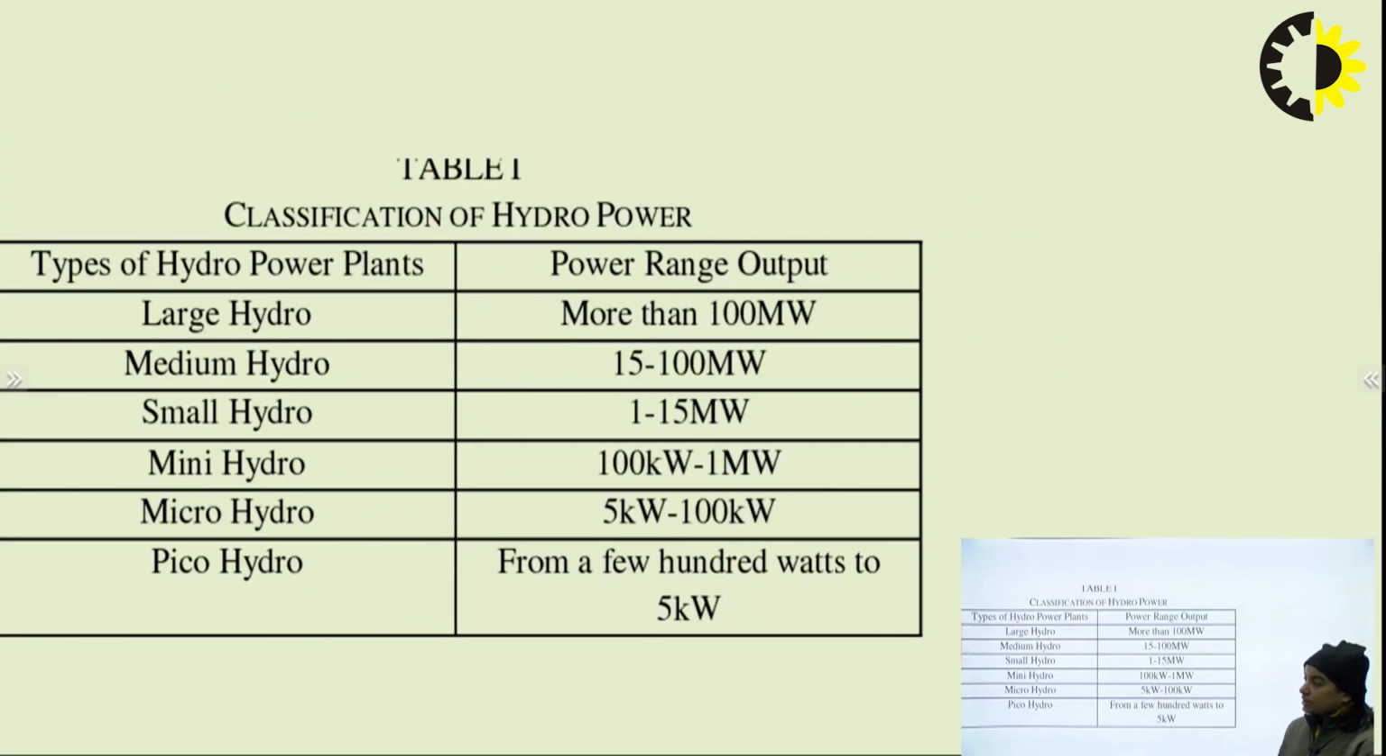So these are the types of hydro plants. Large hydros have more than 100 megawatt capacity. Medium hydros capacity is 15 to 100 megawatt. Small hydro has capacity 1 to 15 megawatt. Mini hydros have capacity 100 kilowatt to 1 megawatt. Micro hydros are 5 kilowatt to 100 kilowatt, and pico hydros have capacity from a few hundred watts to 5 kilowatt.